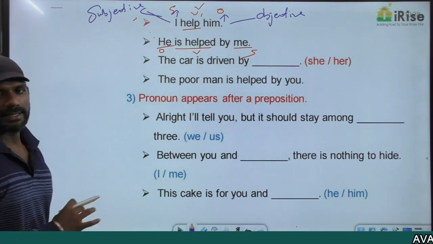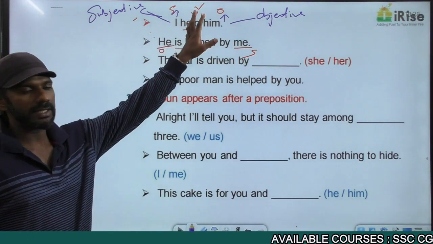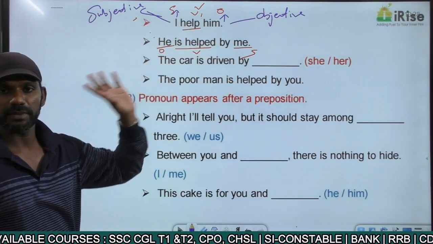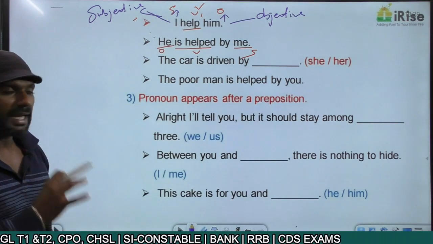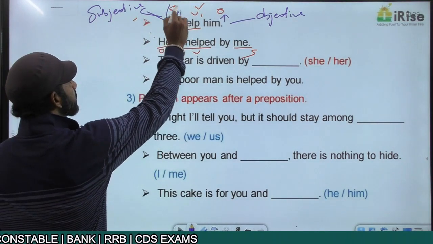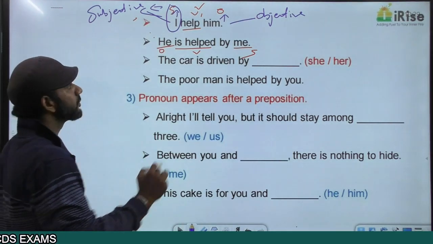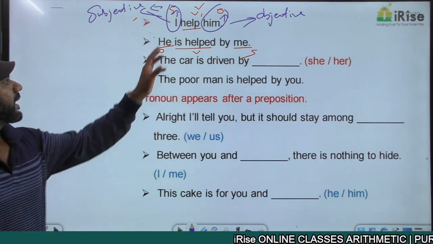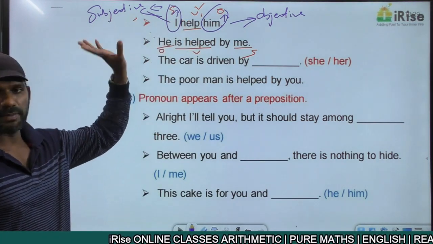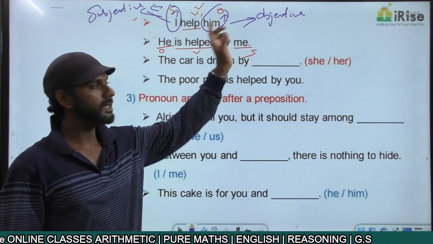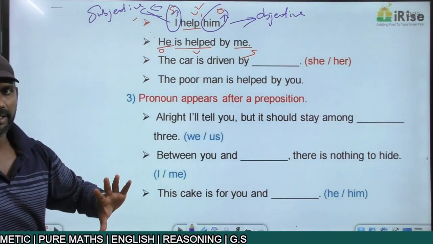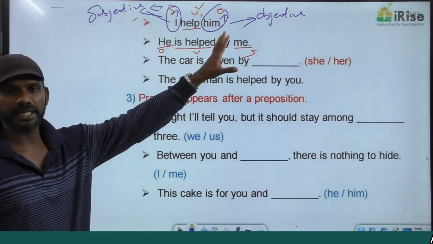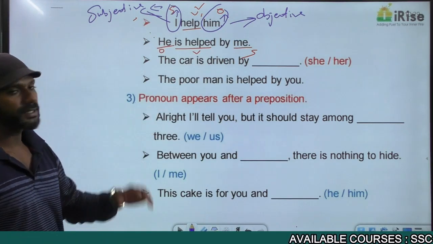That means in this sentence, the pronoun I is the subject, the pronoun him is the object. I is in the subjective form, him is the object. The sentence is the active voice. That means in the active voice, the subject will be in the subjective form and the object will be in the objective form. The pronoun I is the subject here and I is the subjective pronoun. The pronoun him is the object here and him is the objective pronoun. And the sentence is in the active voice. Repeat. In the active voice, the subject will be in the subjective form, the object will be in the objective form. Clear? Come to the second one.